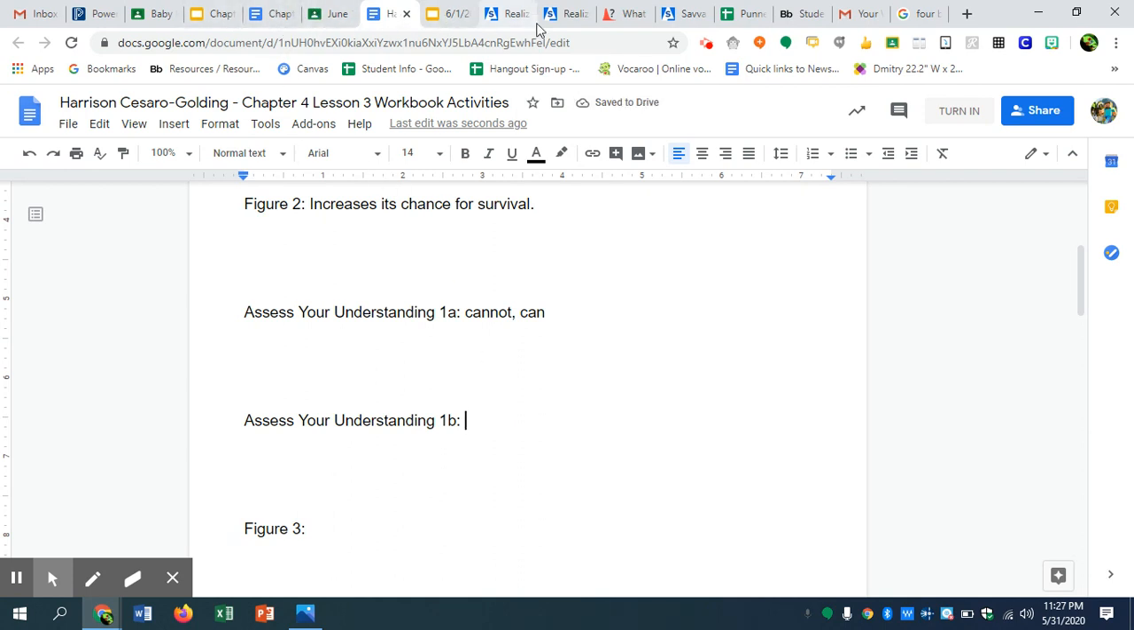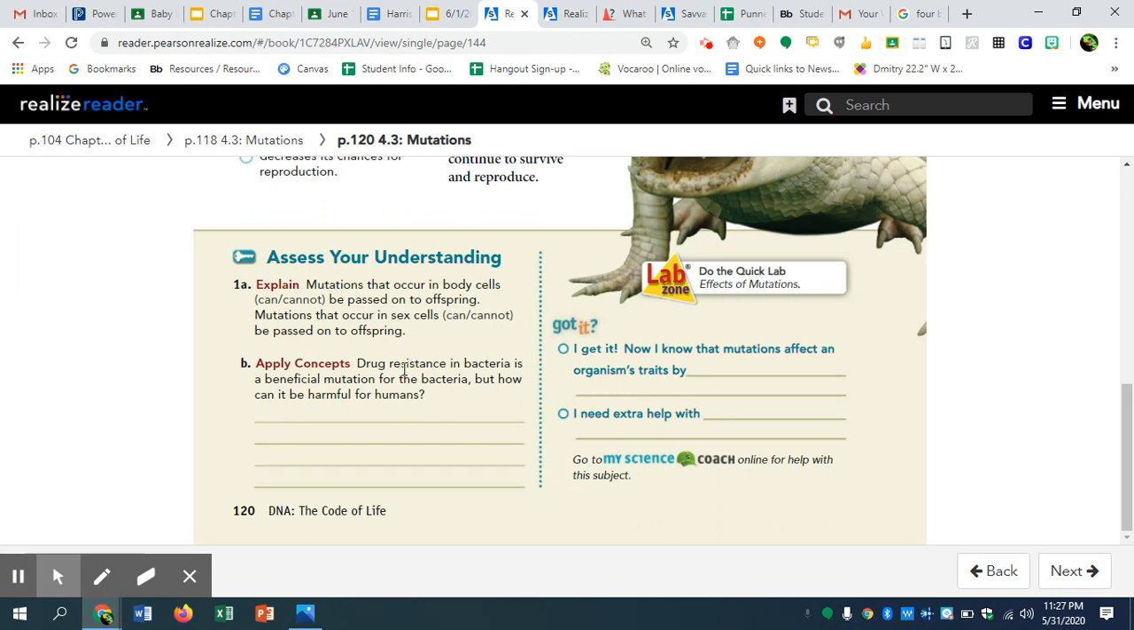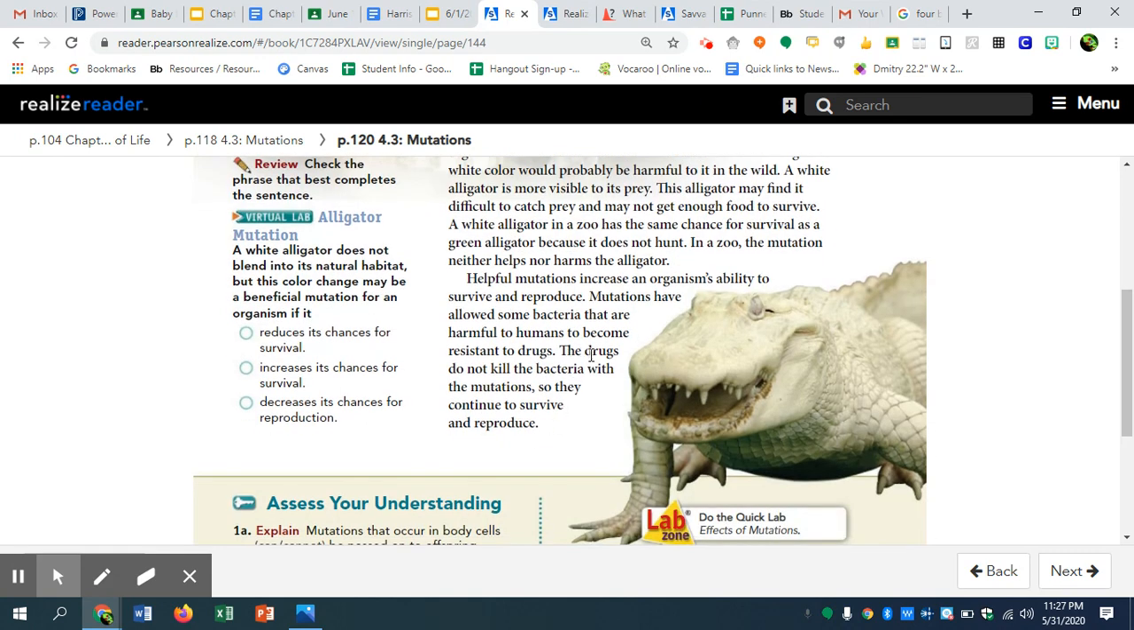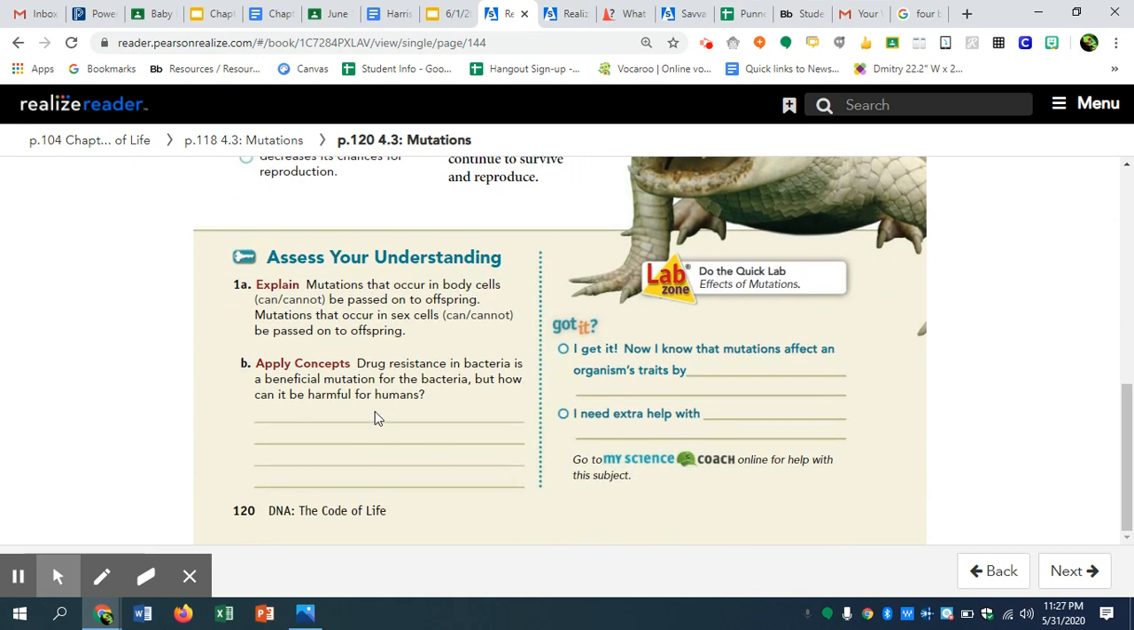Let's go to 1B. All right. Drug resistance in bacteria is a beneficial mutation for the bacteria, but how can it be harmful for humans? So, right here, it says mutations have allowed some bacteria that are harmful in humans to become resistant to drugs. Here it is. The drugs do not kill the bacteria with the mutations, so they continue to survive and reproduce. So, when you feel sick, it's because those bacteria, those viruses, are popping your cells or killing your cells.